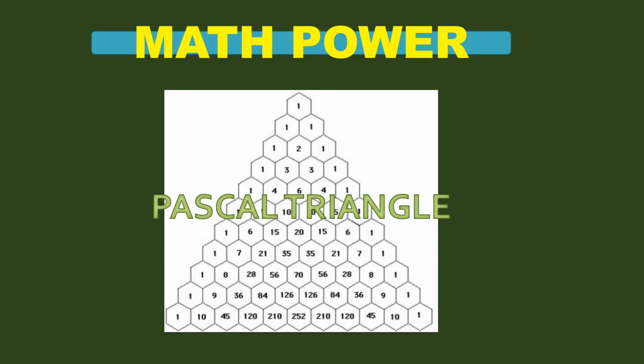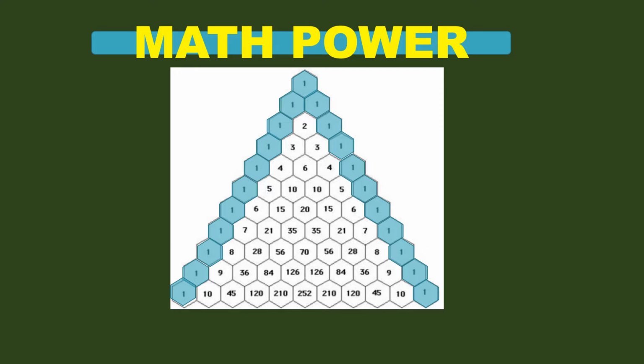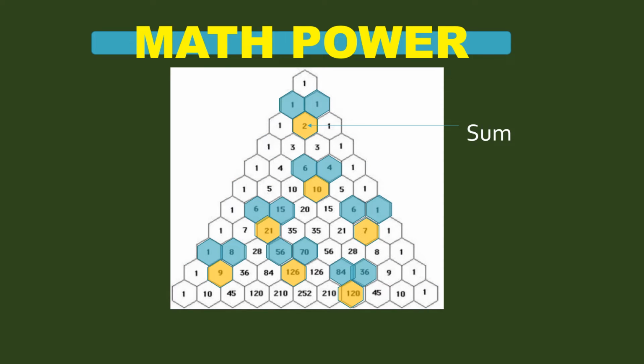One interesting tool in mathematics is what we call the Pascal Triangle, which is named after Blaise Pascal. It is a triangular arrangement of numbers. Pascal triangle is symmetrical about the vertical axis. It has ones on its left and right edges. There are a number of patterns that we can discover using this Pascal triangle.